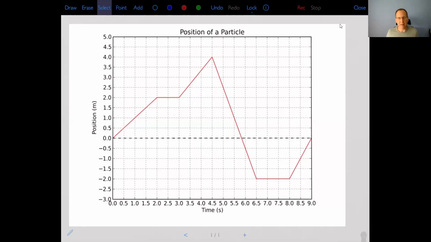First of all, even before I start this, I should make sure you understand what's going on here. This is one-dimensional motion. This is just a particle moving. Think of it as moving along the x direction, either to the right or to the left, maybe at different speeds. So the first question is, what is the particle's position at 3 seconds?